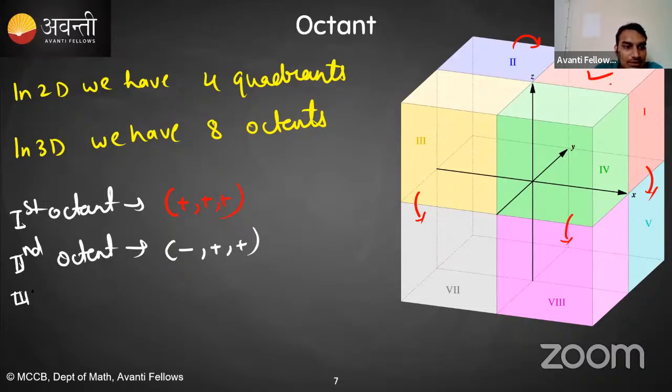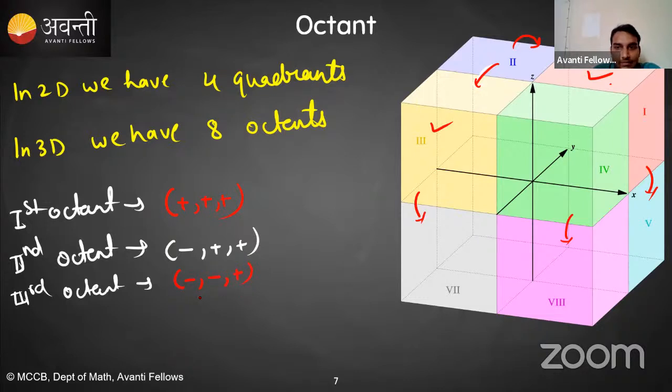Similarly, what would be in the third octant? Third octant is the room behind the second room. Means second octant ke just behind jo hai, this one. That would be the third octant, right? This one. This green one. In green one, you can easily see that X is negative, Y is negative, but Z is positive. Yes or no?